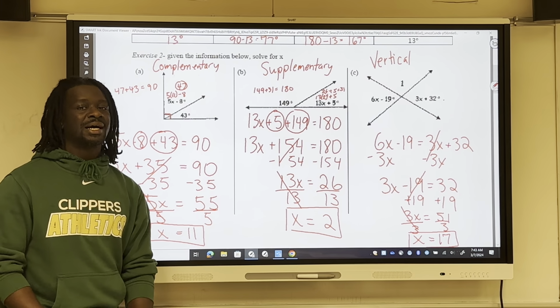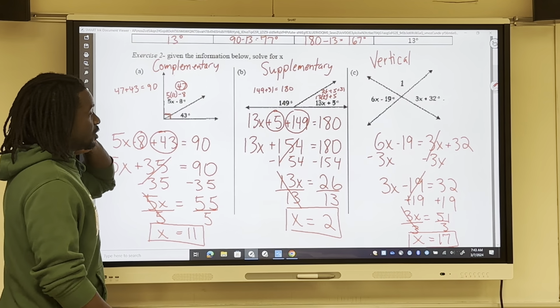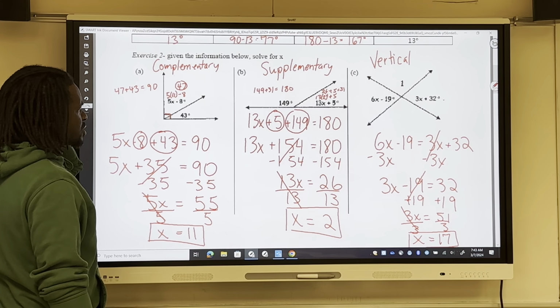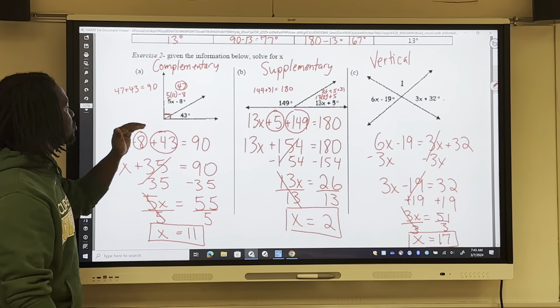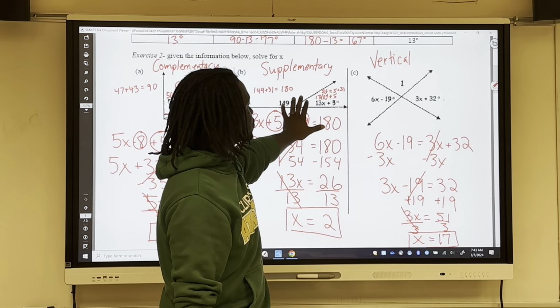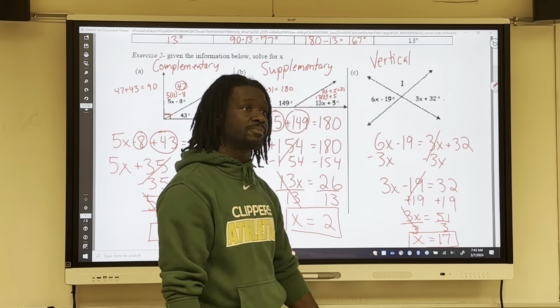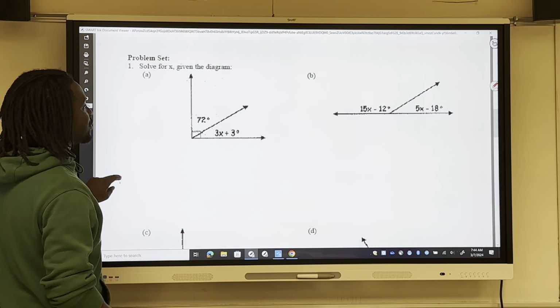All right, so these are not super easy problems. You know, these are pretty complex problems, but you can do it. Again, the key is knowing: complementary equals 90, supplementary equals 180, and then vertical angles equal each other. All right, so I got a couple problems for us to practice.